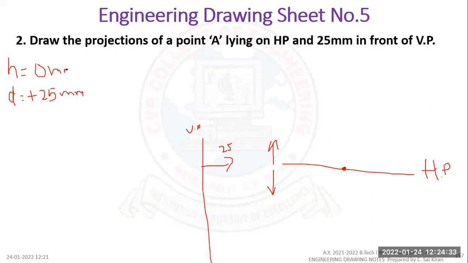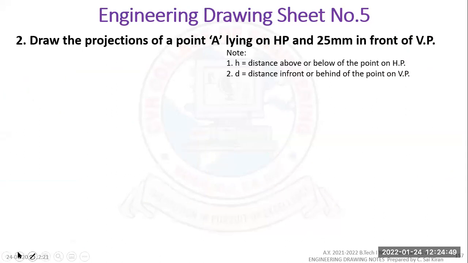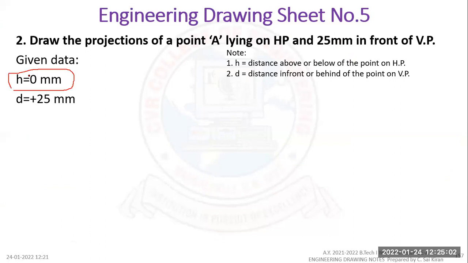So whenever a point lies on HP, H equals 0. Whenever a point lies on VP, D equals 0. These things you have to remember. I will start the problem. H is nothing but the distance above or below HP. D is nothing but in front of or behind VP. So H equals 0 mm because it is lying on HP, and D equals positive 25. Whenever D is positive, it is below the XY line. Whenever H is positive, it lies on the XY line or above it.